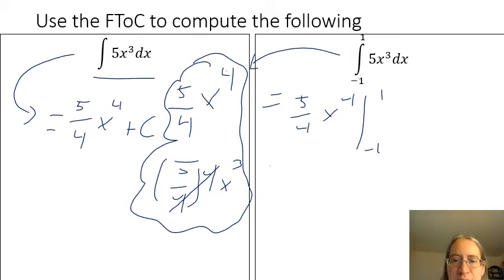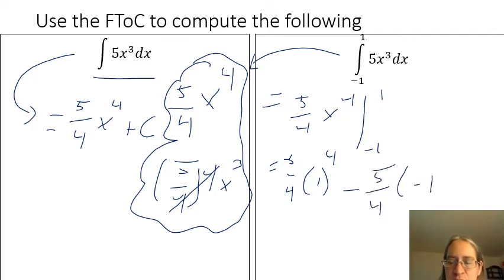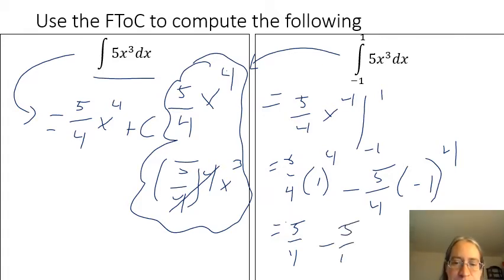So what I do, I'm like, all right, 5/4, plug in the 1, raised to the 4th power, minus 5/4, -1, raised to the 4th power. Okay, and then I do some arithmetic. 1 to the 4th power is 1, so I'll just have 5/4 over here. On the right, I have -1 to the 4th. Wait, that actually also is 1. So now I have minus 5/4 for a grand total of 0.